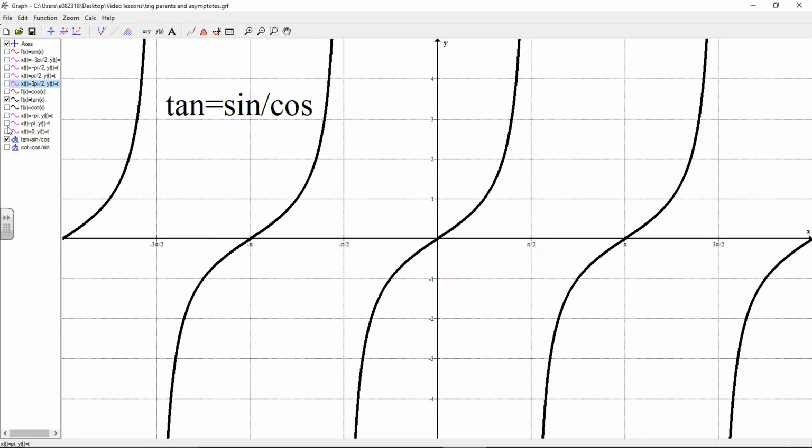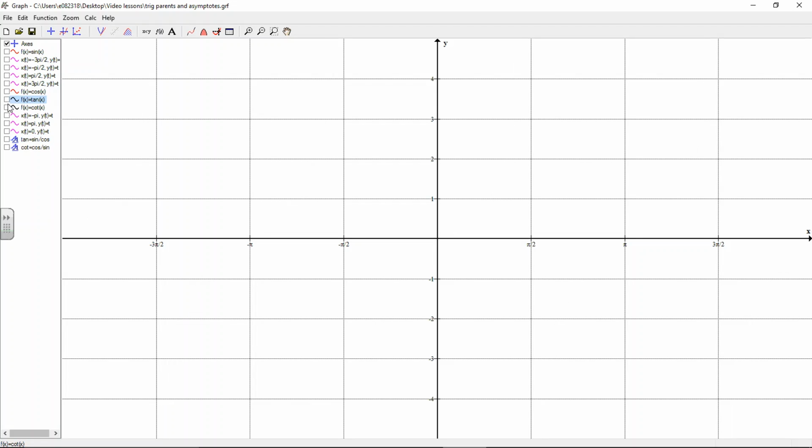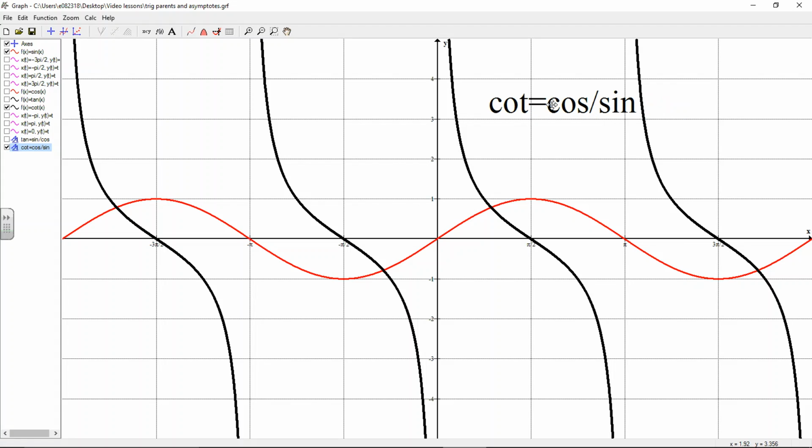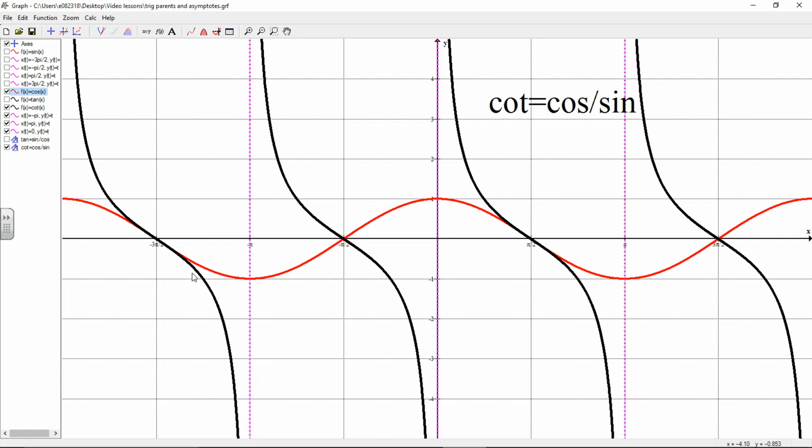And cotangent works exactly the same way. So if you look at cotangent, there's cotangent. And again, if I overlay the graph of sine, this time, remember, cotangent is cosine over sine. So now the zeros of sine become our asymptotes. And then if I overlay the graph of cosine, the zeros of cosine, since it's in the numerator now, the zeros of cosine are my zeros.